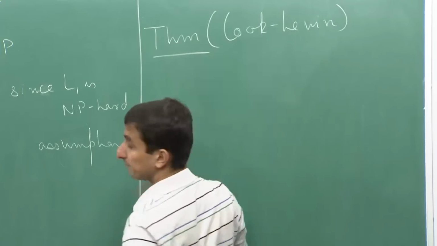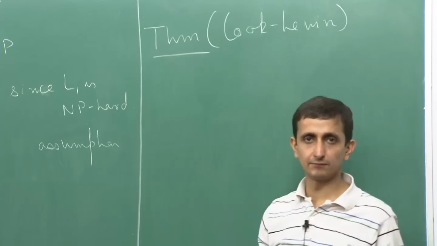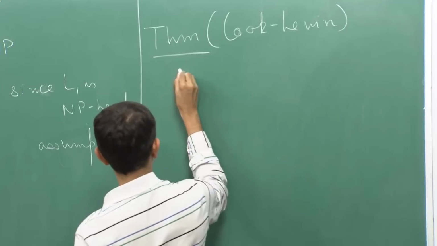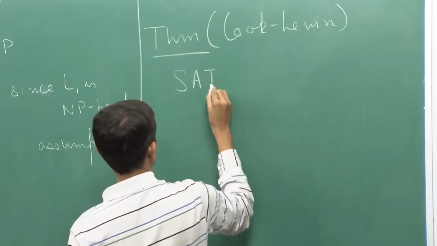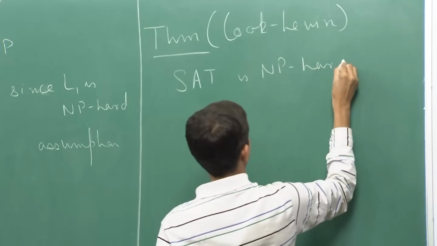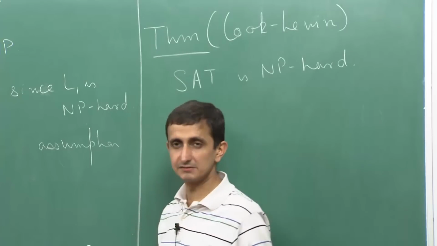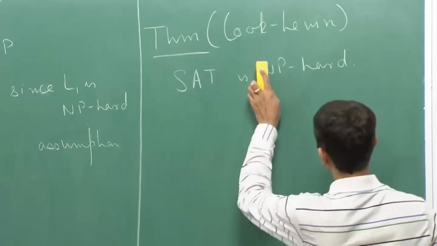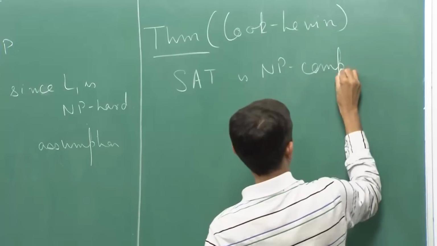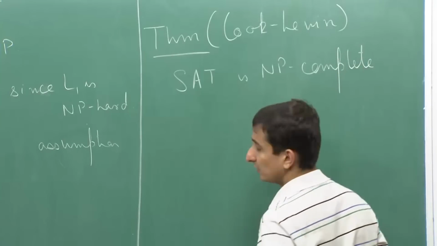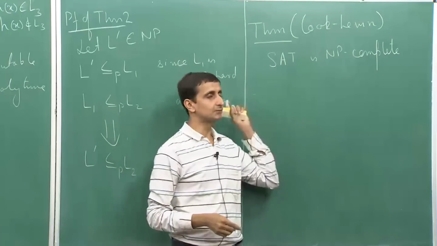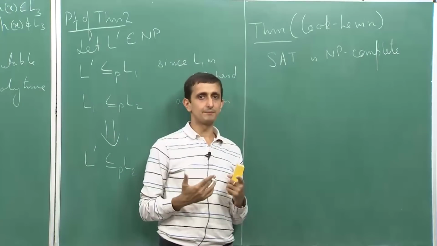They actually independently proved the following, that there is this problem called the satisfiability problem. SAT is NP hard, and also it is in NP. So, what it implies is that SAT is NP complete. What we will do next is look at the definition of this problem. So, what is the satisfiability problem?